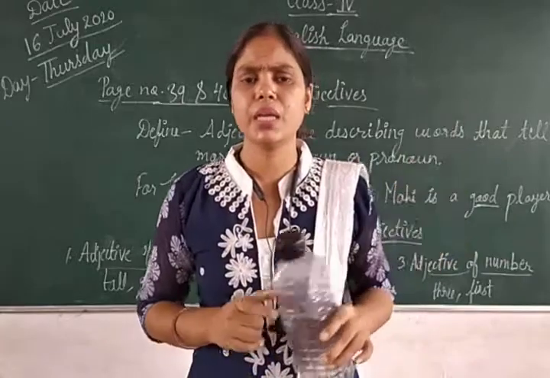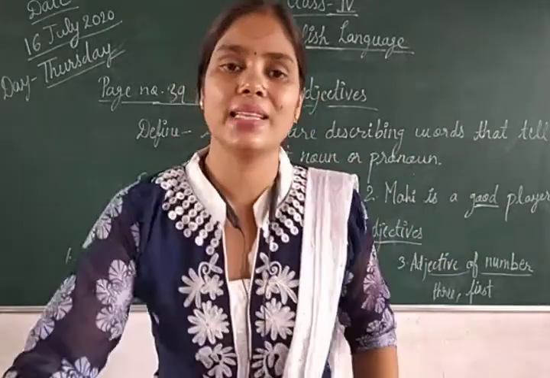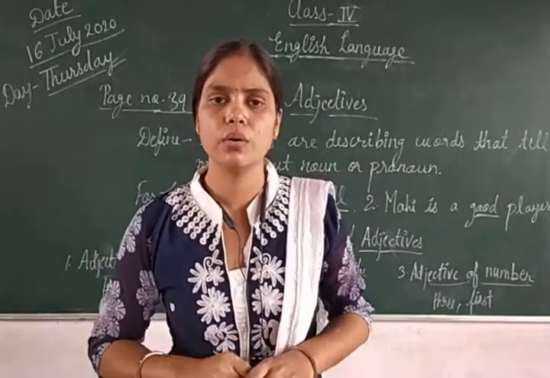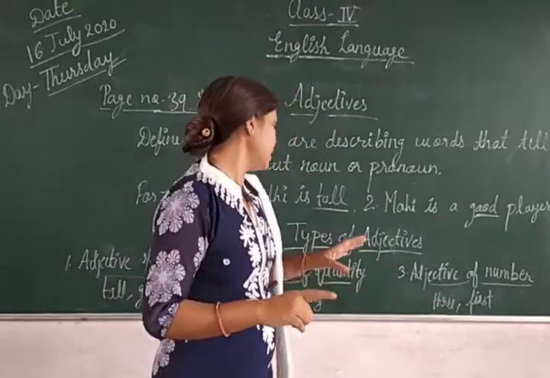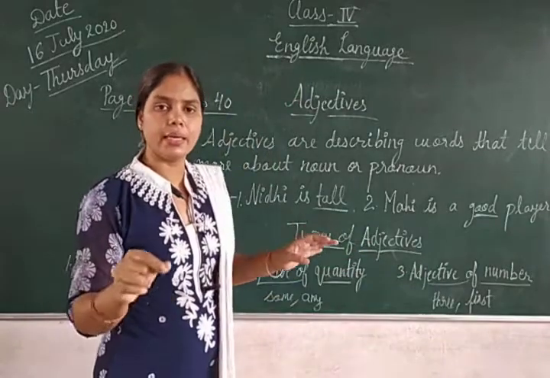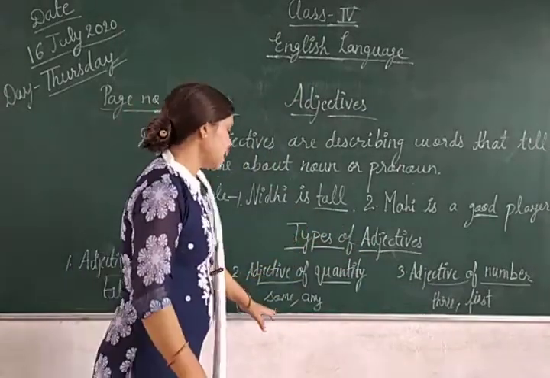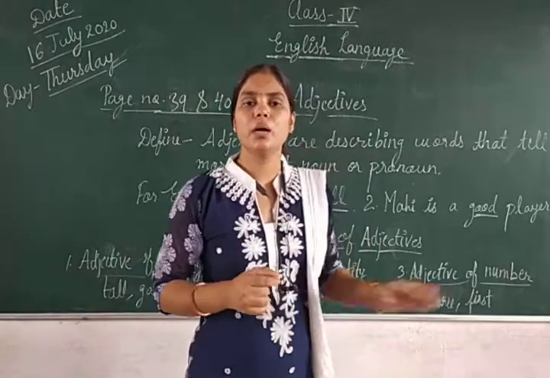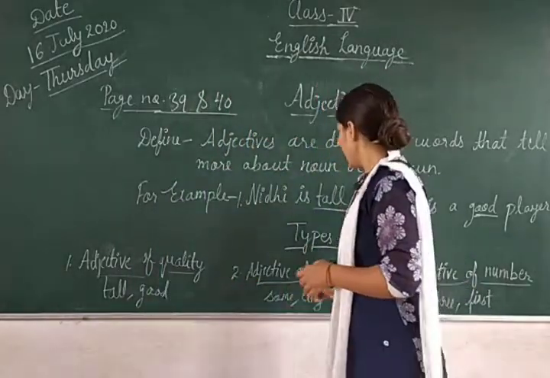थोड़ा पानी है, ठीक है. We do not know the exact, because we can't count it. Okay, so we do not know about that exact quantity. That's why we use some, any. Okay, so that type of words will come in adjectives of quantity.